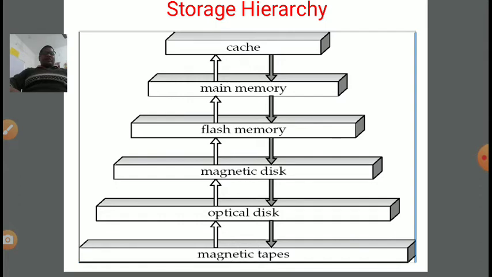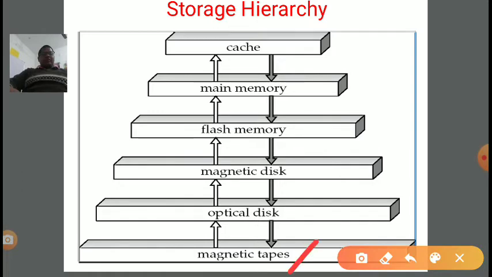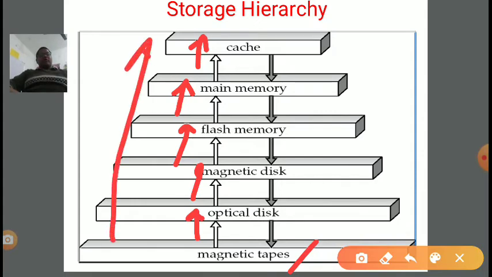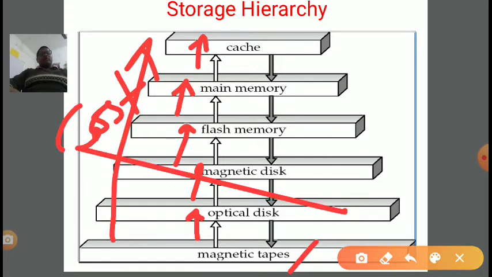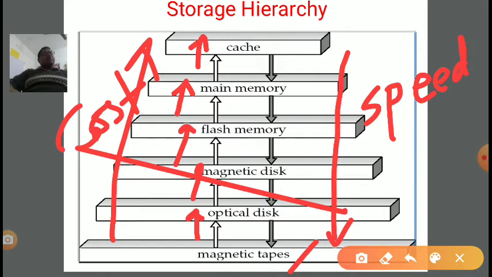If you look at this storage hierarchy, at the bottom magnetic tapes are there. If you proceed upward, then optical disk, magnetic disk, then flash memory, main memory and cache memory. If you are going from bottom to top, the cost is increasing. I mean, cache is very expensive, right? Lower than that is main memory, and magnetic tapes are much cheaper than the cache. Clear? Now the second direction: cache is much faster than the main memory, and main memory is much faster than the flash memory. So if you are going from top to bottom, the speed is reducing.